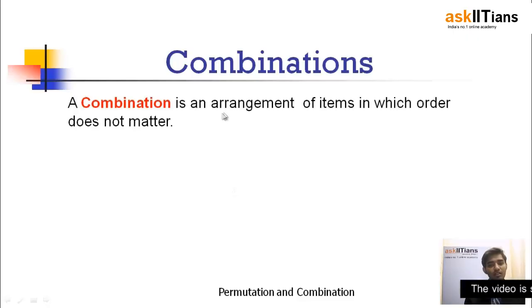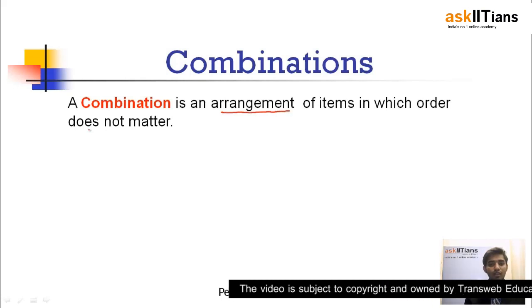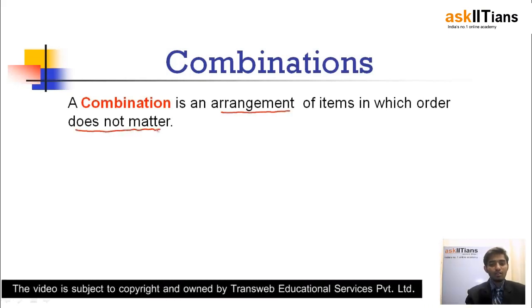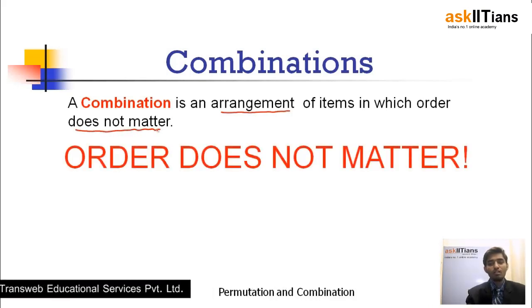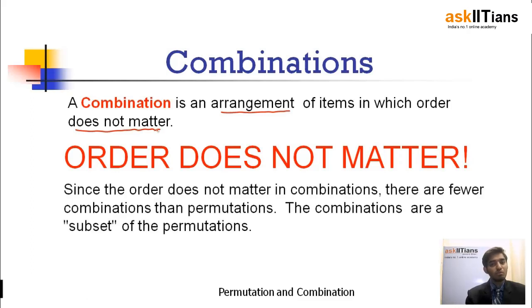Combinations. Combination is also an arrangement of items, but here order does not matter. So one important thing is order does not matter, while in permutation order matters a lot. So there will always be fewer combinations than permutations, because in combination order does not matter. So combinations will always be a subset of permutations.